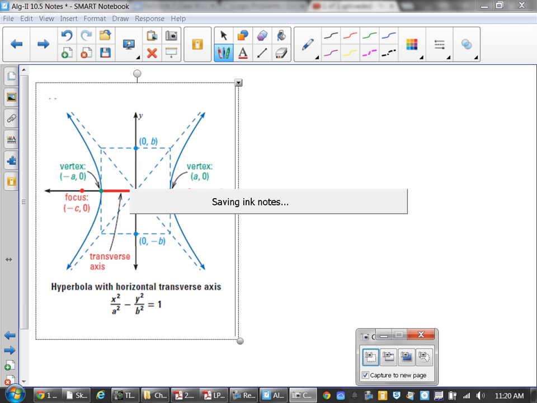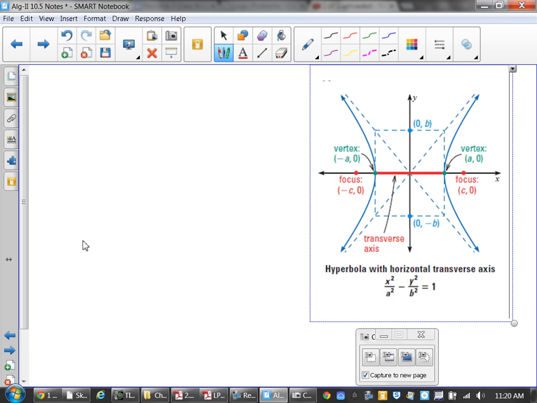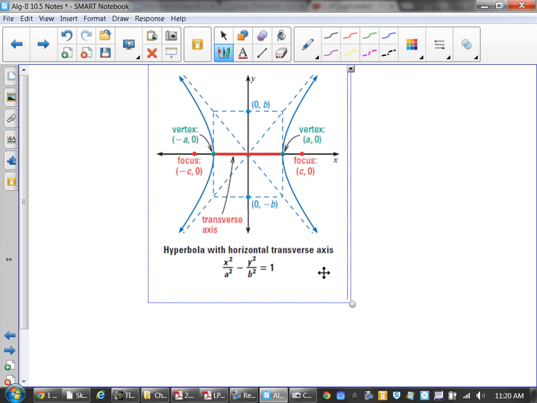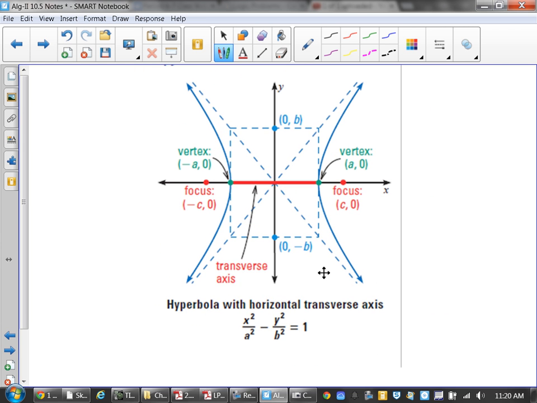Let me walk you through what's happening here. In these hyperbola graphs, one thing I want you guys to notice is that you get this rectangular box that's drawn. Through that rectangular box, we get what are called diagonal asymptotes. It is a fun word. You get what are called diagonal asymptotes.